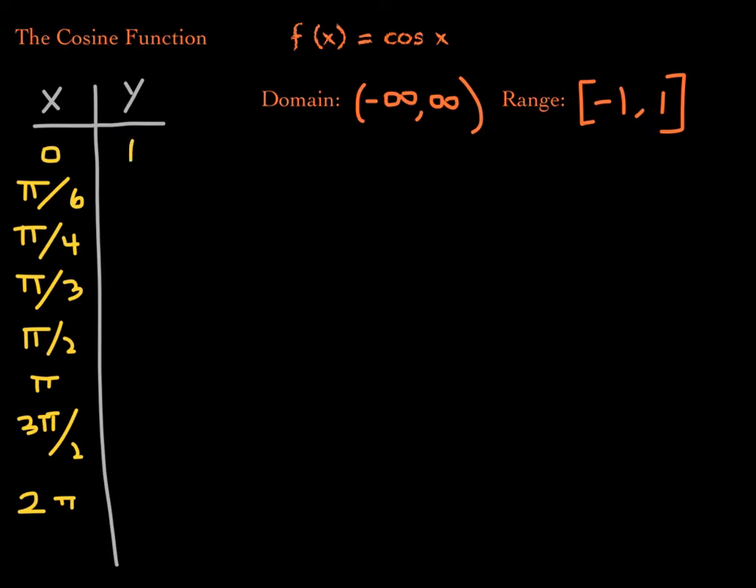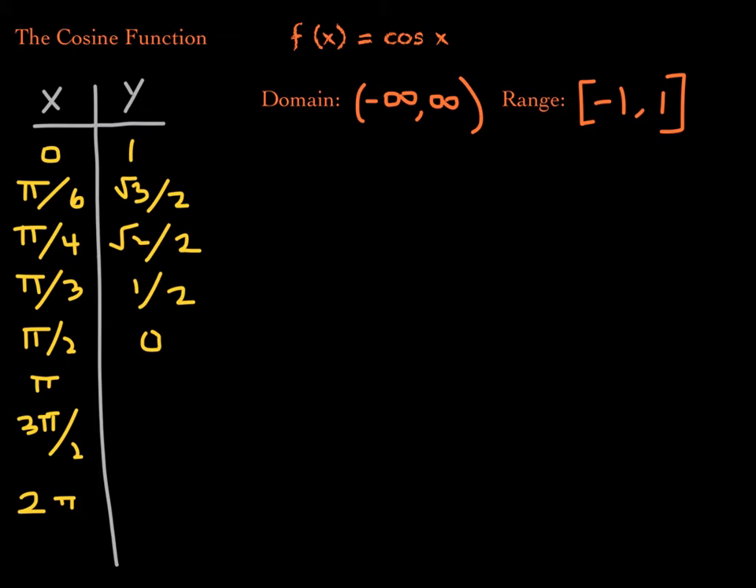Cosine of pi over 6 is root 3 over 2. Cosine of pi over 4 is root 2 over 2. Cosine of pi over 3 is 1/2. And cosine of pi over 2 is 0. Notice that these function values were decreasing in value. You started at 1, then a little less, even less, down to 0. So from 0 to pi over 2, the cosine function decreases.